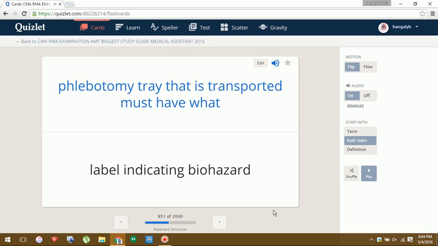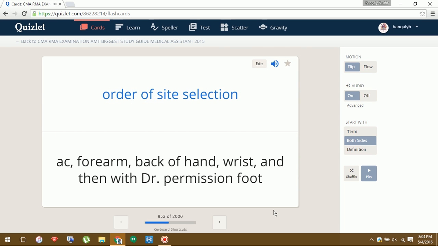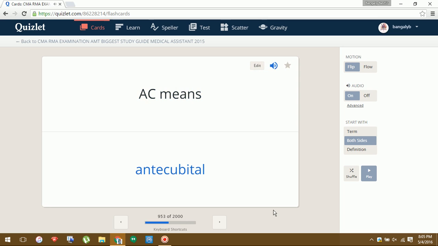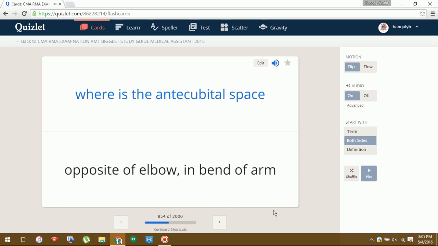Phlebotomy tray that is transported must have what? Label indicating biohazard. Order of site selection. AC, forearm, back of hand, wrist, and then with doctor's permission, foot. AC means antecubital. Where's the antecubital space? Opposite of elbow, in bend of arm.